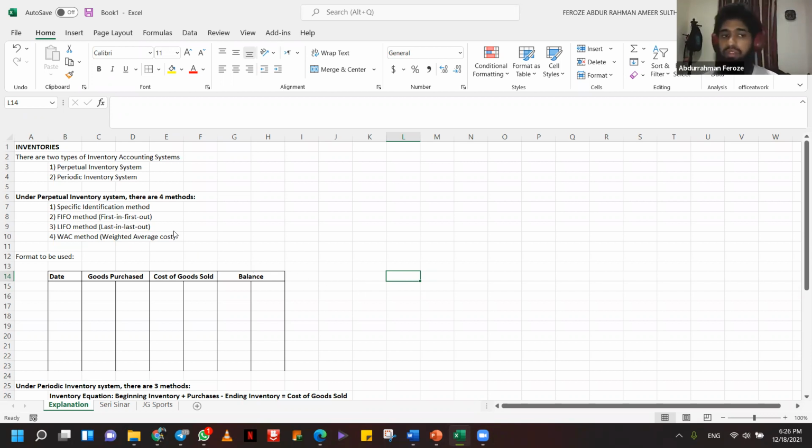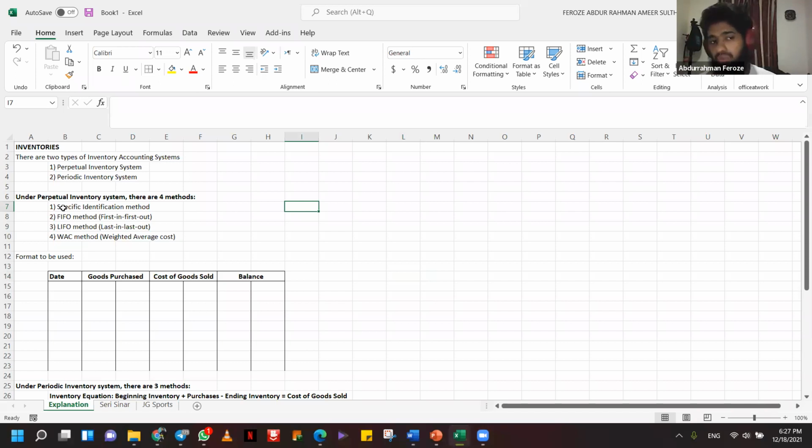The first method is the specific identification method. This is usually used quite rarely because it is the most accurate, but it means the cost of every single item is looked at separately. Let's say they have 10 cars and they bought the 10 cars at 10 different prices. Each one's cost is noted down, and the selling price is noted. So it's very detailed, but very time consuming, so it's usually not used.